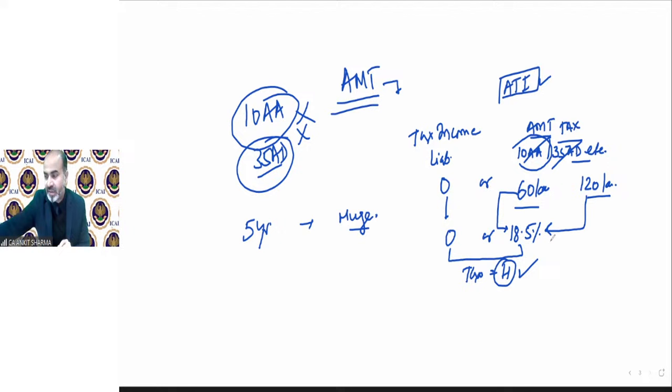Now a problem arises. One question should be raised in your mind that this is wrong. This is cheating with the assessee. Then now you are technically not providing the benefit of exemption or deduction to the assessee. Where is the benefit? Because you are taking tax from it. So there is a concept of AMT credit also.